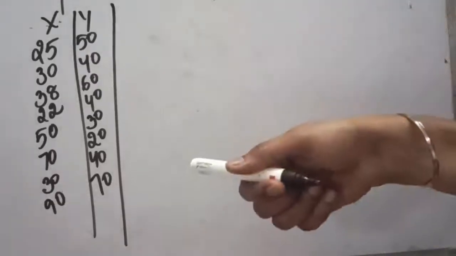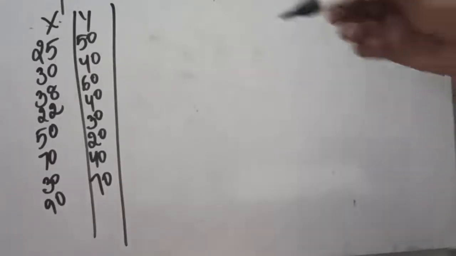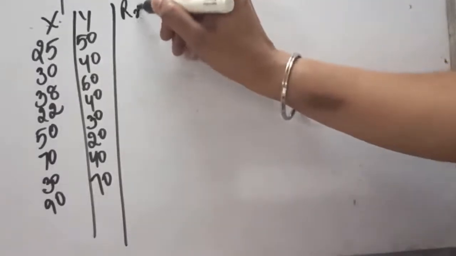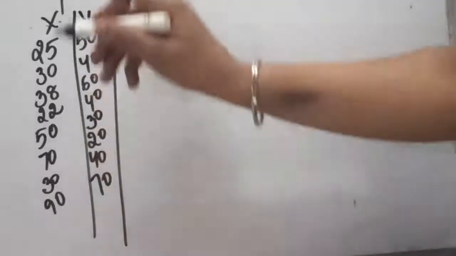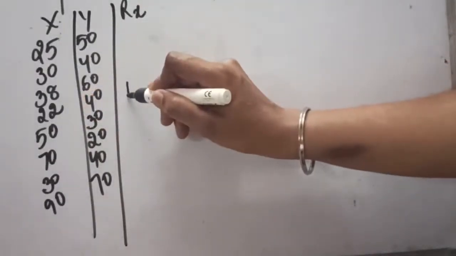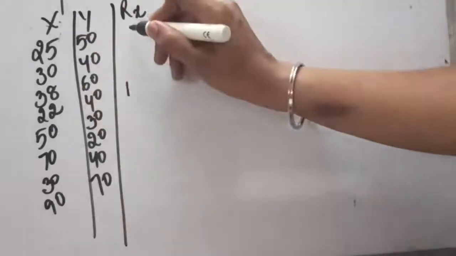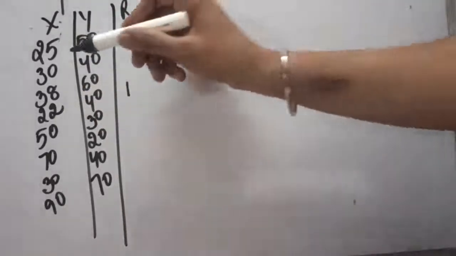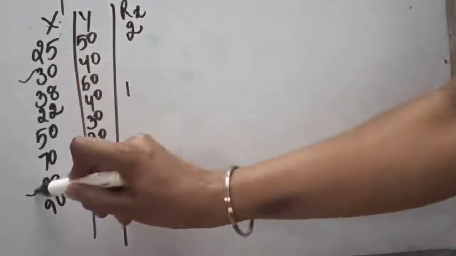Now this is another question. Here we will see how the ranks are repeated. Same method, I am going to apply rank for the X series. So I can see that the minimum is 22, so I am giving it 1. Next is 25, so I am giving it 2. Next is 30. Now you see 30 is being repeated.